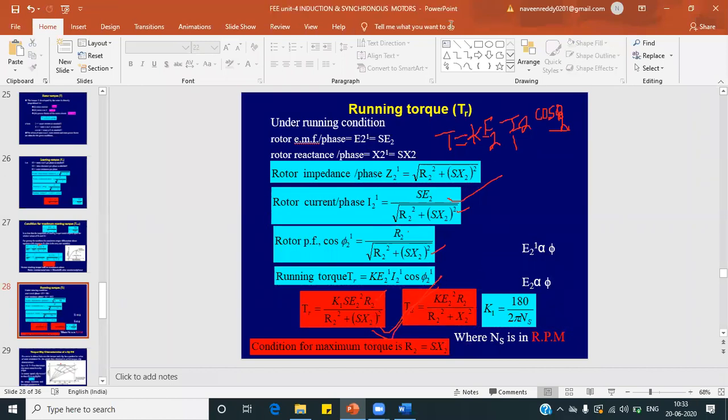Now if you see, let me clear all these things. You see, the only difference is that S is not there in the equation. Only the difference is that S is not there in the equation, right? So that is the torque equation of a three-phase induction motor.